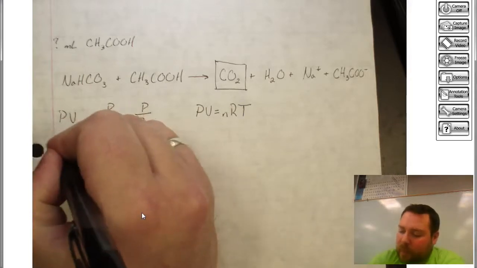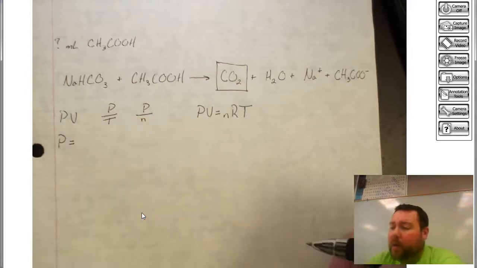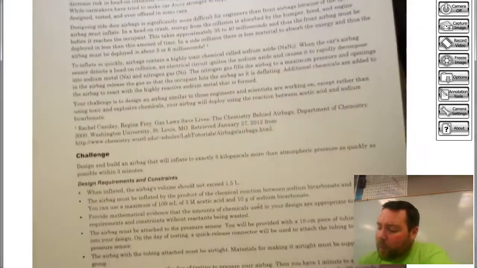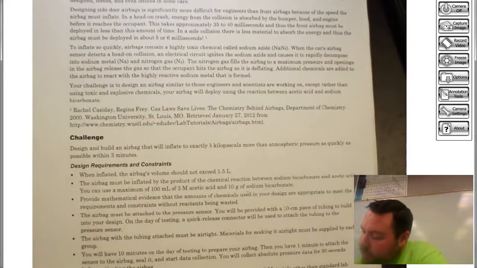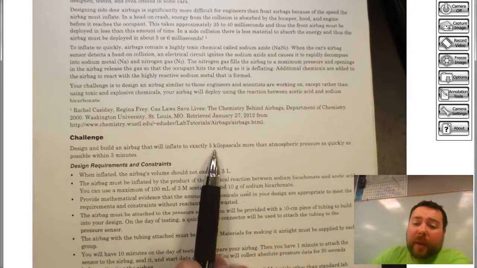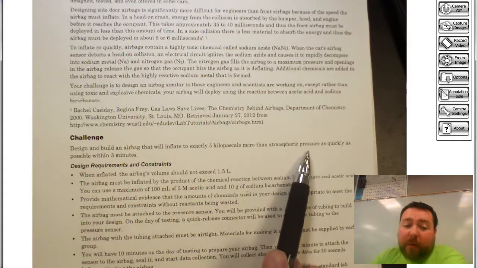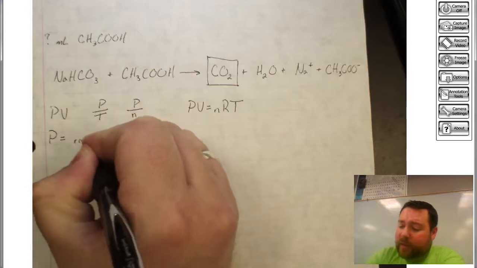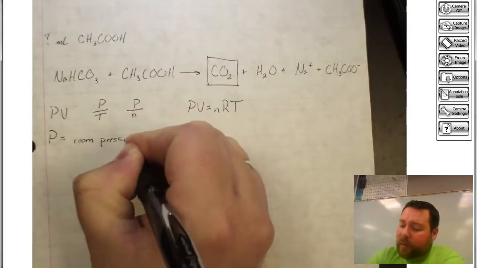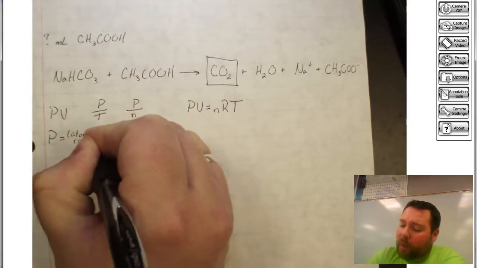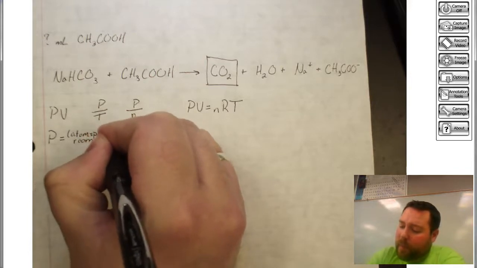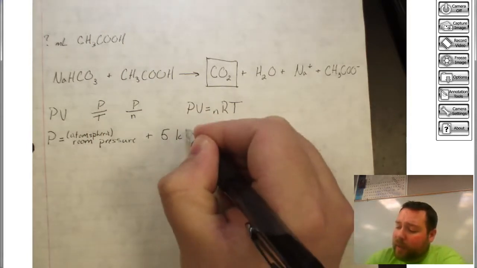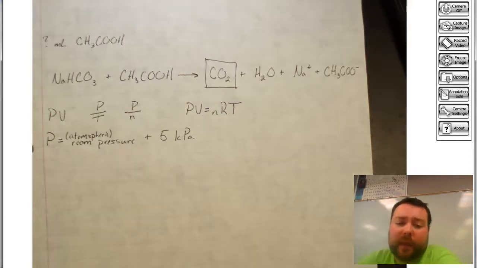Okay, so the pressure that we want to find, well, according to the rules from your activity here, you need to have your airbag fill up to 5 kilopascals above atmospheric pressure, so above room pressure. So we're going to have to find out what the atmospheric pressure is. It's probably a better, more appropriate term. What is the atmospheric pressure plus 5 kilopascals? Okay, so that's what we need to figure out on that.